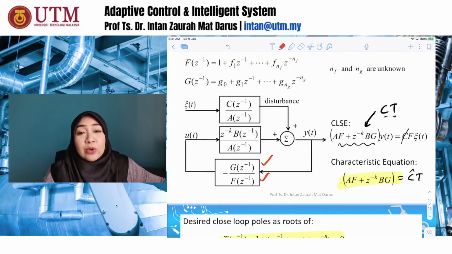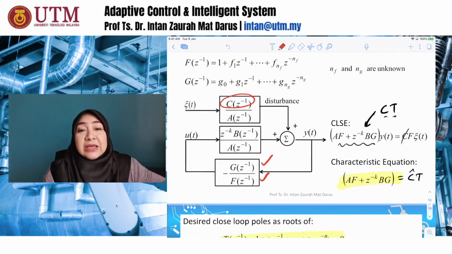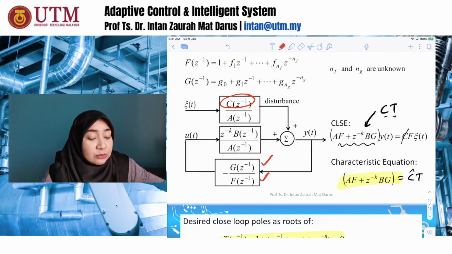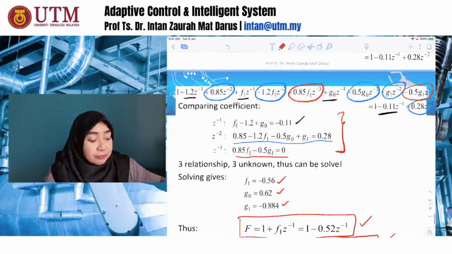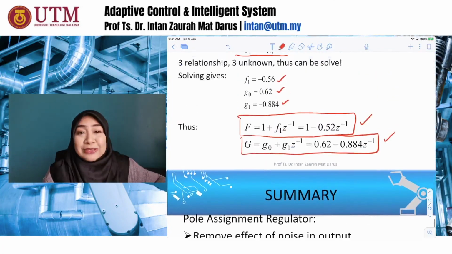Having done this derivation, first, your system will be stable with the set of poles that you decided earlier. Number two, the polynomial C in this equation will be cancelled out. So that is for this particular problem. All right, that's all for the problem.